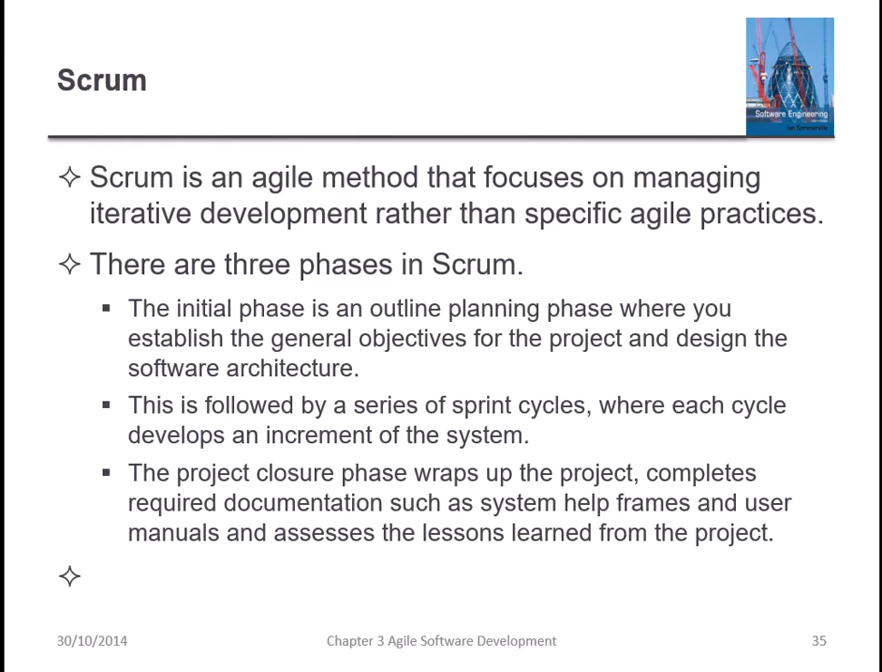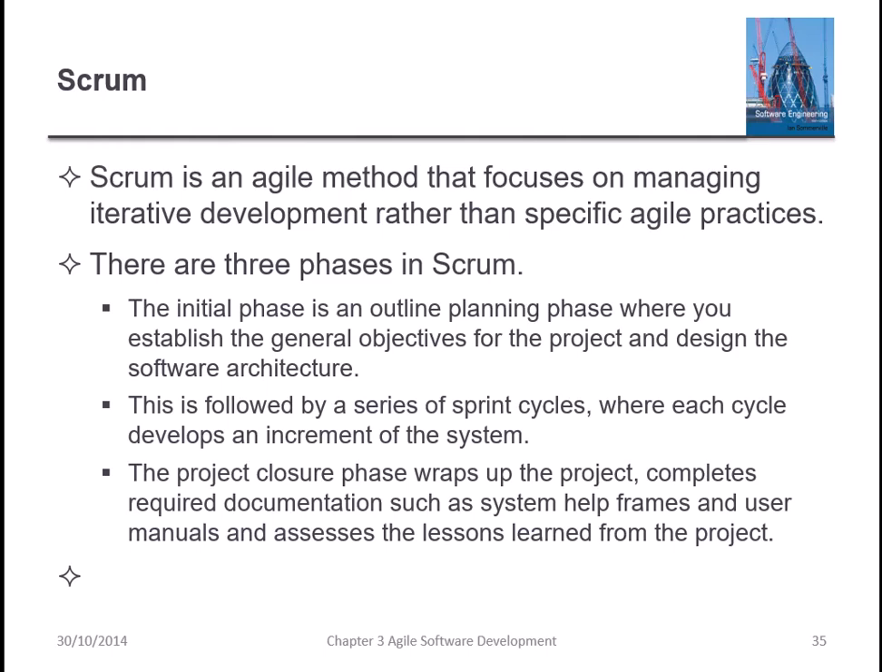What is Scrum? Scrum is an agile method that focuses on managing iterative development rather than specific agile practices. Scrum is basically a management framework that teams use to self-organize and work towards a common goal. Scrum describes a set of meetings, tools, and roles for efficient project delivery. Much like a sports team practicing for a big match, Scrum practices allow teams to self-manage, learn from experience, and adapt to change throughout the development phases.